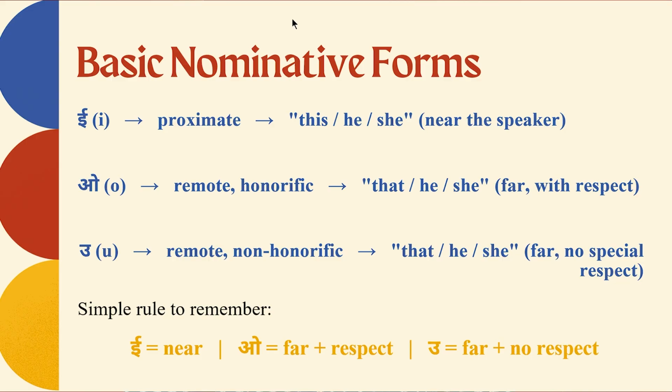So there's a simple rule which we can use to remember this. So E basically means near, O is far, and you have to use O when you respect the referent. But U is also used for far, but you will use it when there is no special respect involved for the referent. So let's try to understand how they are used through some examples.